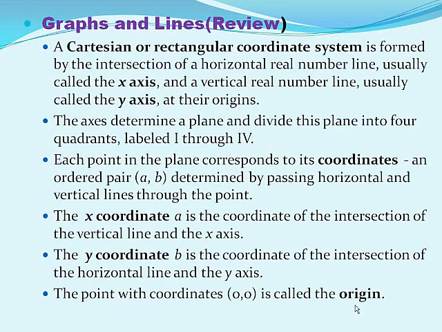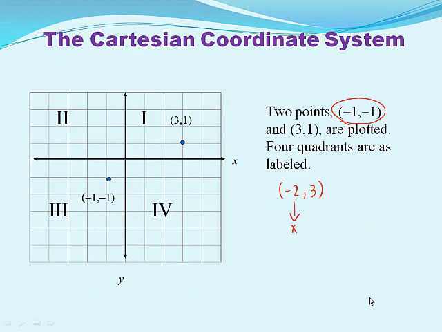Here is a quick review of the rectangular coordinate system. The Cartesian coordinate system. To plot a point in this plane, say for example we have -2, 3, we identify the x coordinate and y coordinate. X equal to -2 and y equal to 3. X equals -2, which is up here, and y is 3. So we will be plotting that point as a second quadrant point, -2, 3.